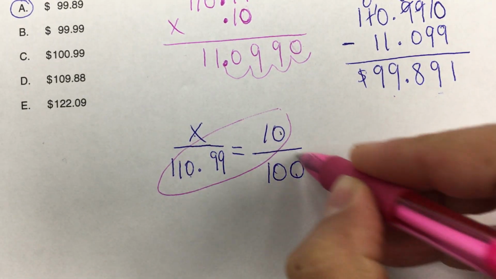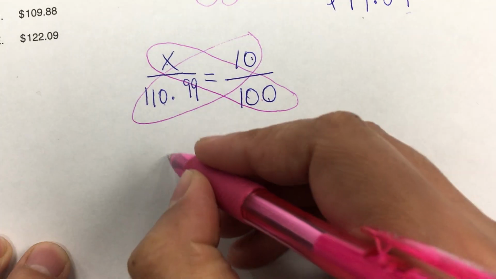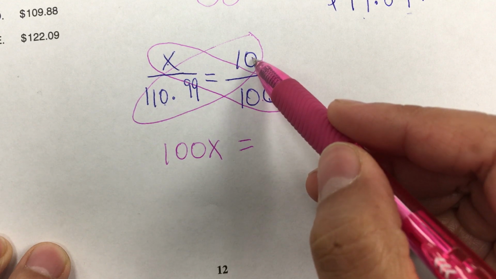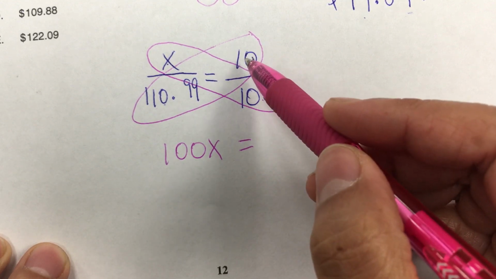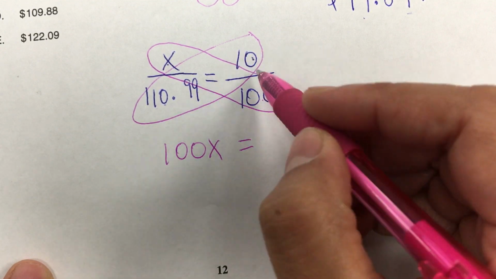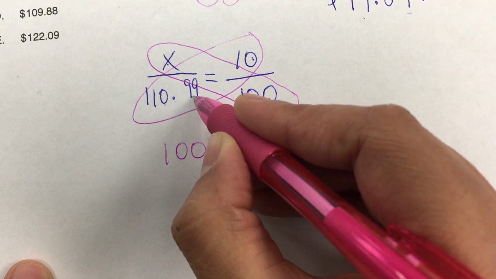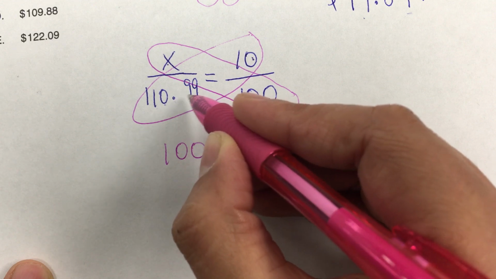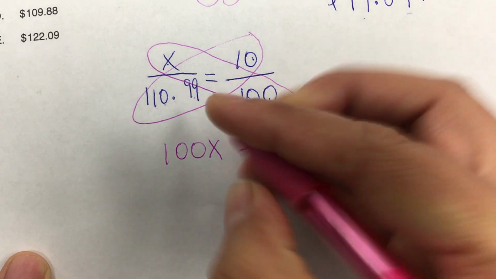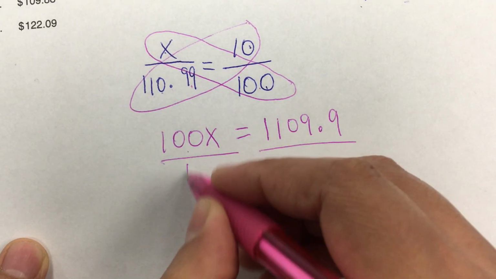We do cross multiplication with our butterfly, and then we say that x times 100 is 100x equals 110.99 times 10. Whenever we're multiplying by a multiple of 10, by a one with a 0 or one with 2 zeros or one with 3 zeros, we just look at the number of zeros and we move that many spaces to the right because it's multiplication. So we move it in here and it's going to be 1109.9. Okay, then we divide both sides by 100.